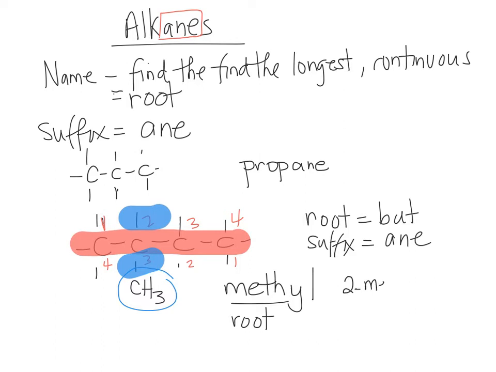2-methylbutane. So this tells me that the longest carbon chain is 4, single bonds, so it's an alkane. And on the second carbon, there's a methyl group. There's one carbon with 3 hydrogens attached to it.